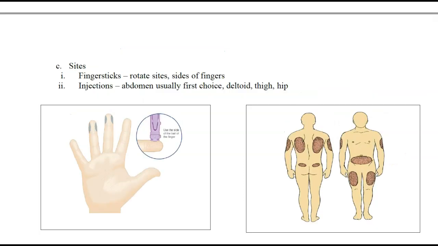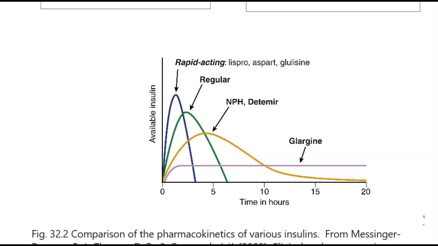Before we move on to the next topic, I just wanted to remind you again: whenever we are mixing regular insulin and NPH, we need to draw the regular insulin first, followed by the NPH. So clear to cloudy, or what I like to remember is RN, regular then NPH. Over here, we can see the different types of insulin.